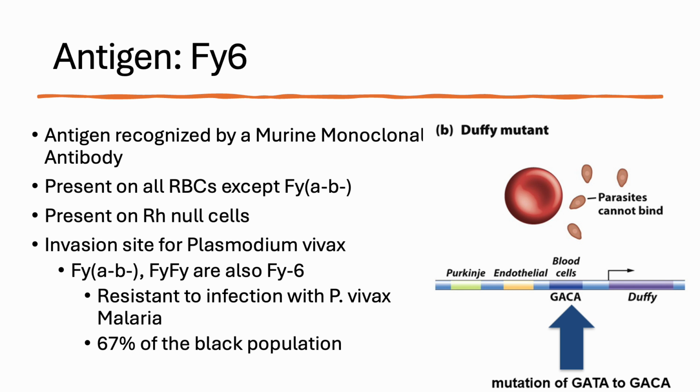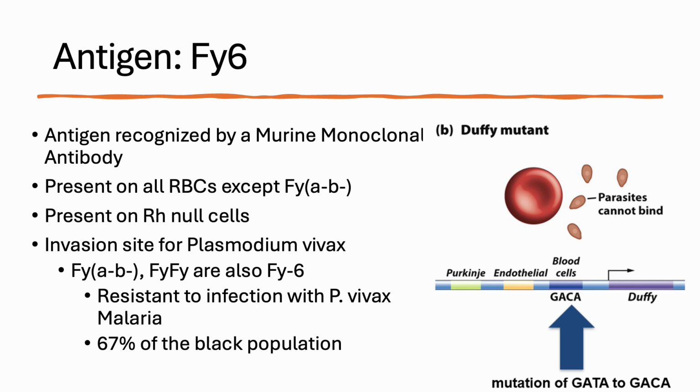FY6 serves as a critical point of entry for Plasmodium vivax. Initially, scientists believed that the parasite used Duffy A or Duffy B to gain entry, but we now know it's actually FY6 that facilitates that process. So if someone has either FYA or FYB, they're also going to express FY6, so they are susceptible. Now, here's where it gets a little bit more evolutionary.